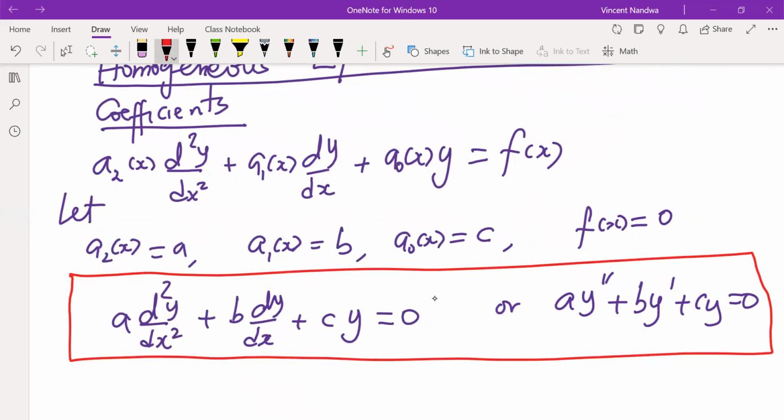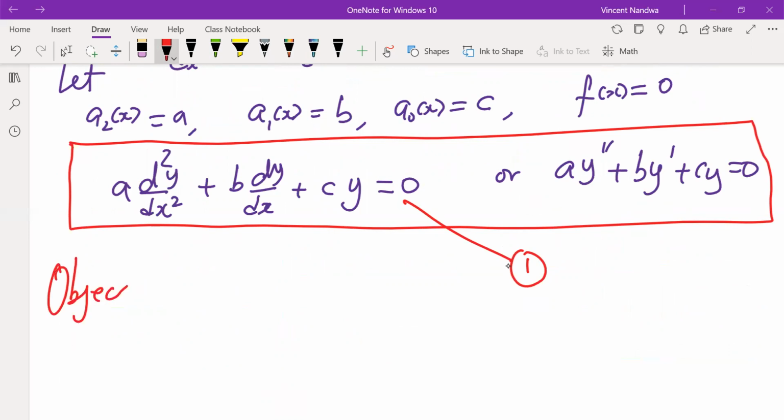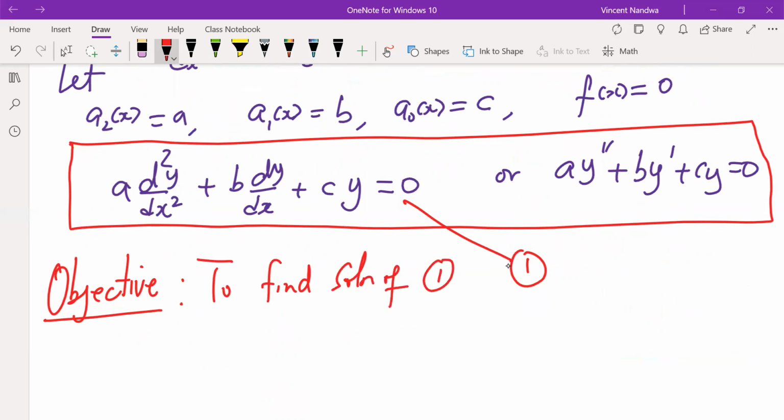So the question is, how do solutions of such equations look like? Let's call this one equation 1. So our objective is to find the solution of this equation 1.